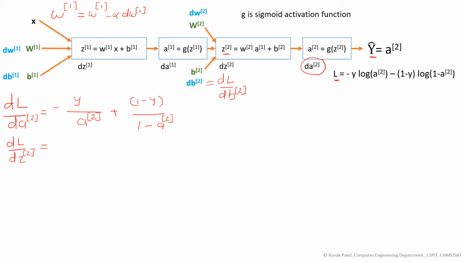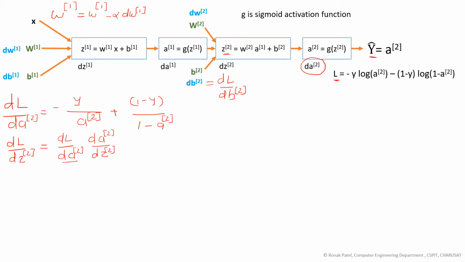Based on the chain rule, we can write it like this: dL upon dA2 into dA2 upon dZ2, right? So this is based on the chain rule. If you can see, the ultimate is the last thing, dL upon dZ2, so this is an intermediate term.